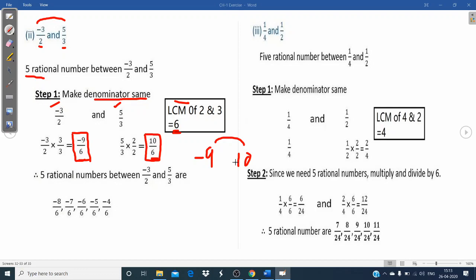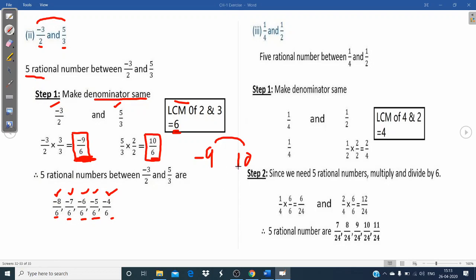So between -9 and 10, we can directly find 5 rational numbers. No need of multiplying by equivalent numbers. So directly we can write, it should be more than -9 and less than 10. More than -9 is -8, then -7, -6, sorry, -5 and -4. And what was the denominator in the second step? The denominator was 6, so all will have the denominator 6. So the rational numbers are -8/6, -7/6, -6/6, -5/6, -4/6.